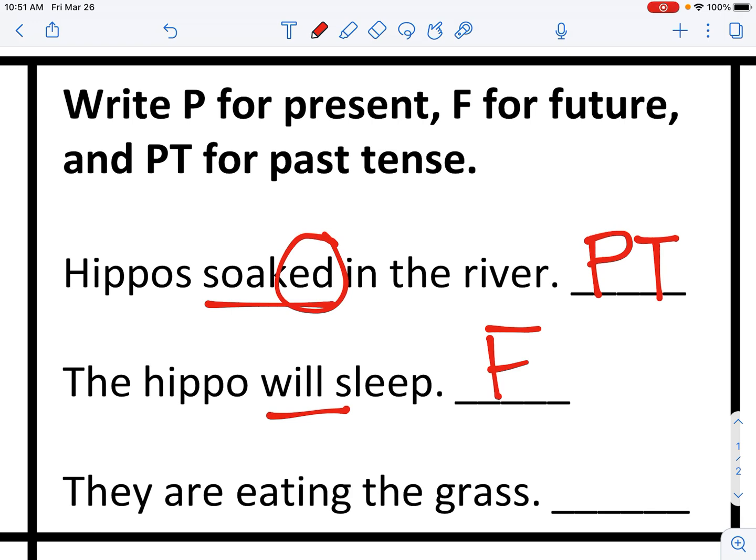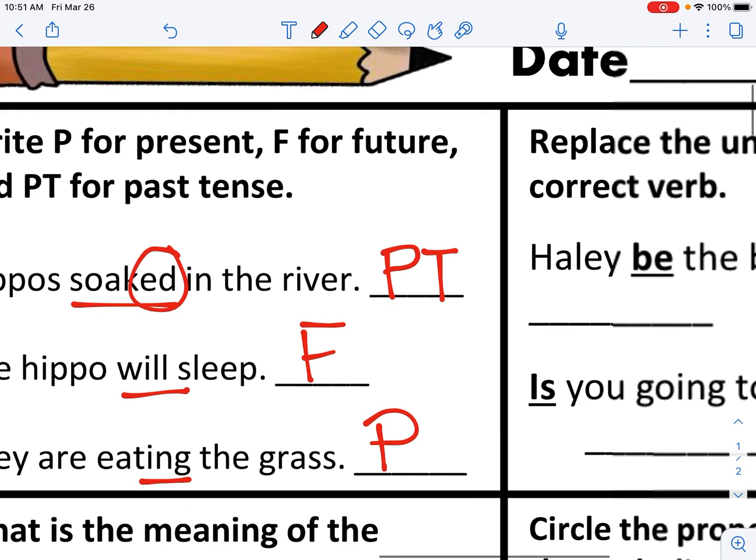They are eating the grass. That ing gives me the clue here, and it is present. It's happening right now. They are eating the grass.